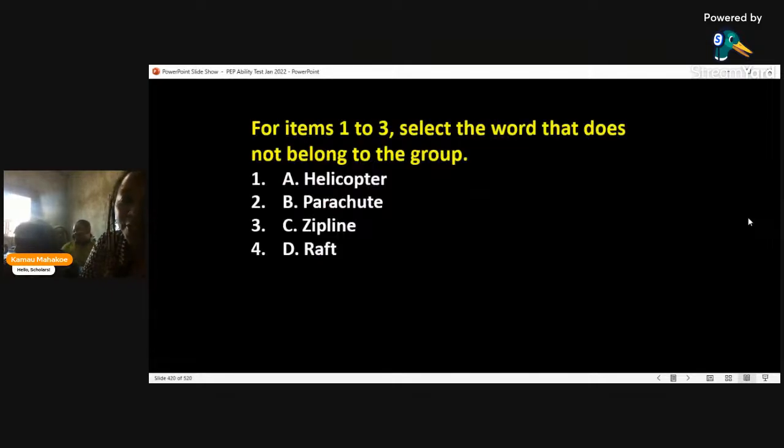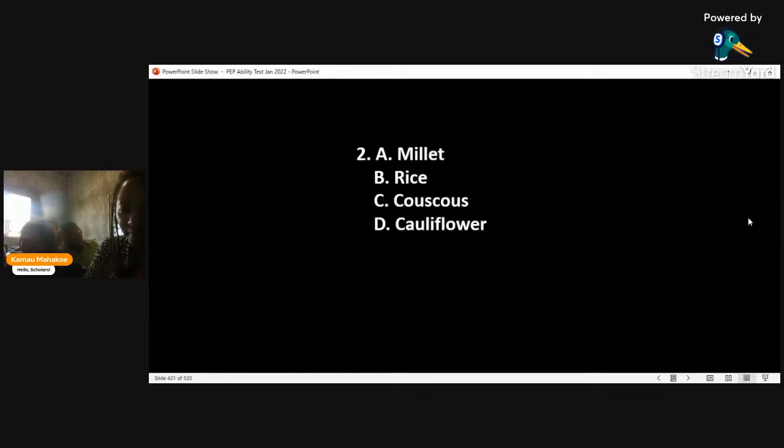For items 1 to 3, select the word that does not belong to the group. Which one does not belong to the group? Raft, because raft is based on water and all the three are based on air. Correct. So helicopter, parachute, zipline, they go through the air. And the raft goes on the water. I've been on a raft in Thailand, it was nice.